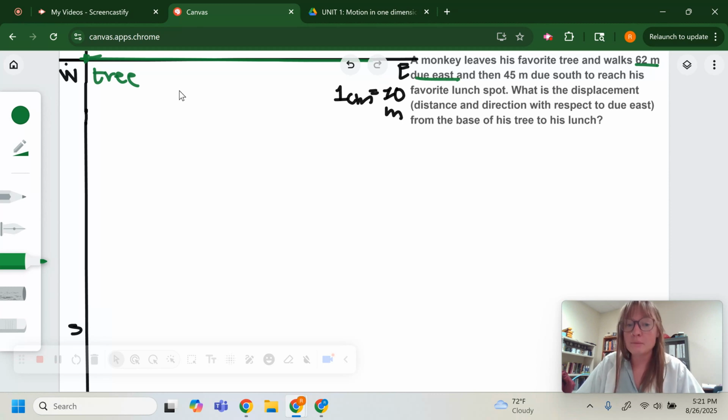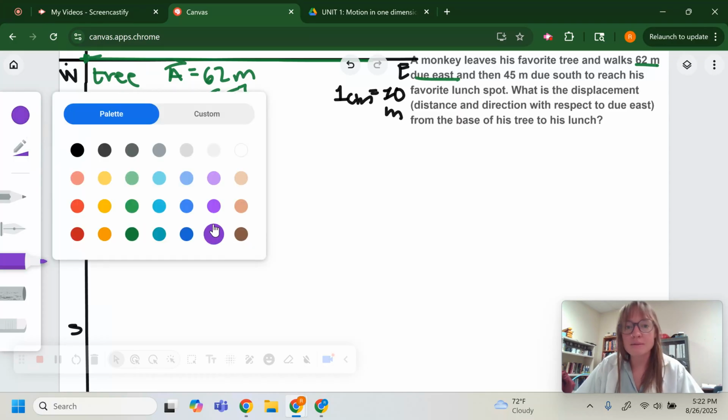Next, we are going to label this guy. I'm going to label it A is equal to 62 meters east. After that, he goes 45 meters south. I'm going to change up my color here so that I can draw the next one. When I go 45 meters south, I'm going to start my new vector right at the place where my old vector ended. So that's going to be right there.